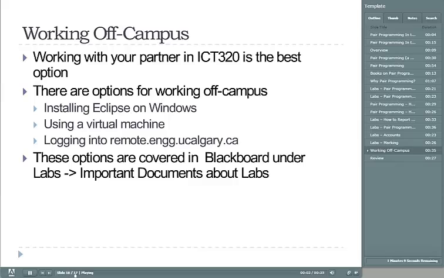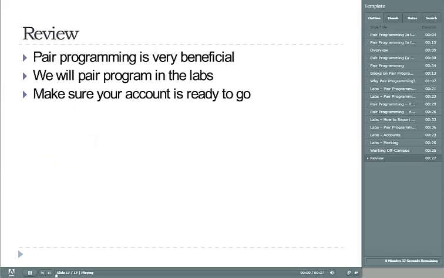Although working with your partner in person inside of the lab ICT 320 is the best option, there are ways that you can work off campus. In the lab section on Blackboard, there is a folder containing documents which show you how to do each of these options for working off campus. One document tells you how to install Eclipse on Windows. Another shows you how to install a virtual machine so you can run Linux from a Windows computer. There is also a document showing how to log in to the remote server provided.